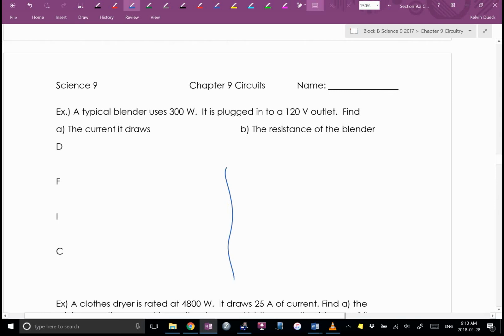Draw a line down the middle of the page. On your own, use the DFIC approach. I'll do it up here. Let's see if we get the same thing. I'm just going to go. We want current. Oh, sorry. I forgot to list. I equals question mark.